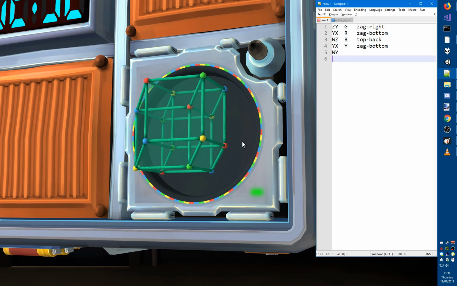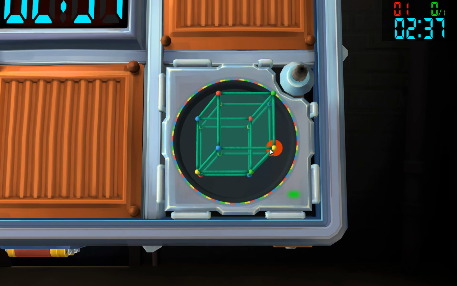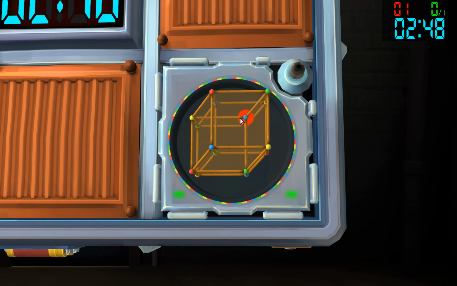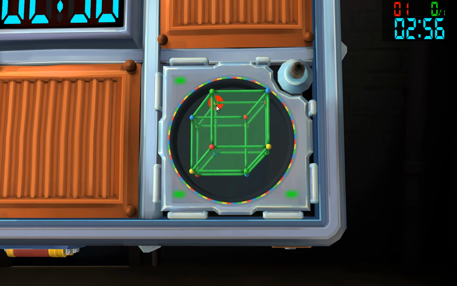Alright, and then we have zag bottom right. Now zag is this cube, and on the bottom, and red, not right, that would be this one. And then we have top back blue, top back, that would be this one. And then we have zag, bottom, yellow. That would be this one.